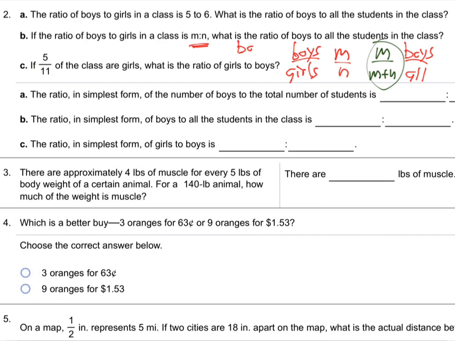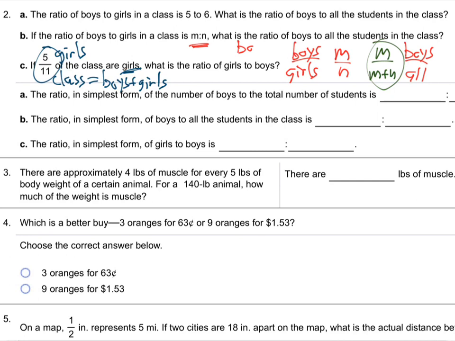If they're saying 5/11ths of the class are girls, that means 5 girls for 11 people in the class. Class is another way of saying total, isn't it? The class is made up in total of boys and girls. How are we doing? Is that making sense? If 5/11ths of the class are girls, that means there's 5 girls for every 11 total students in the class.